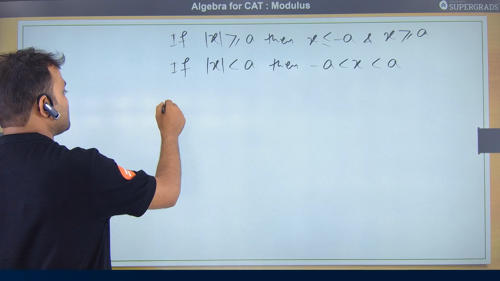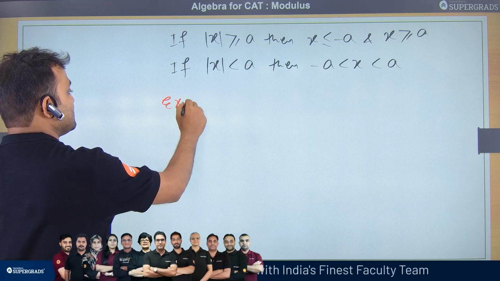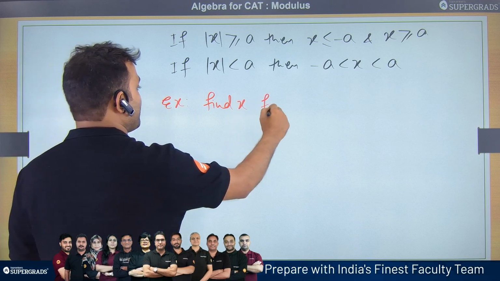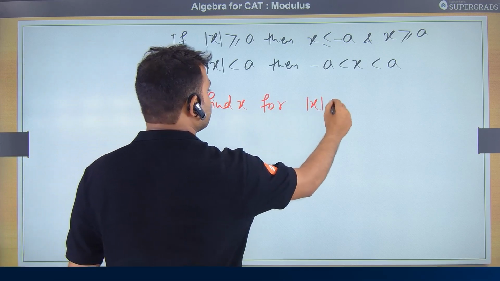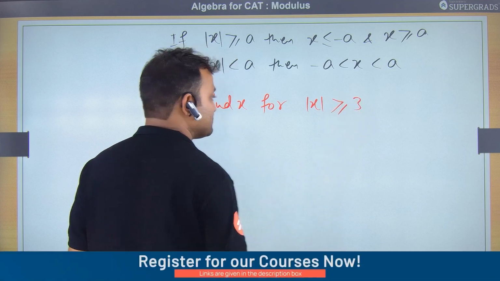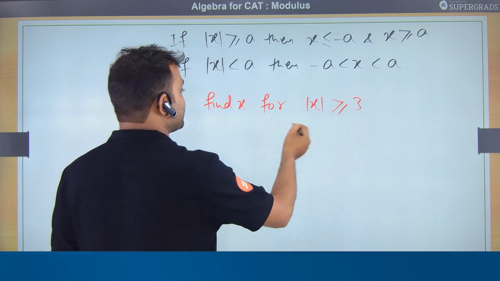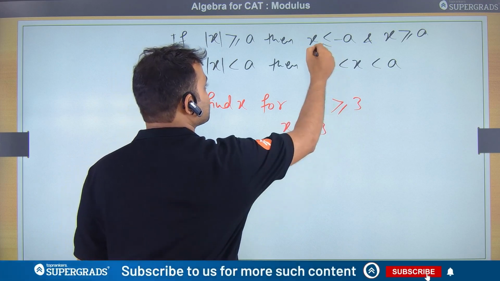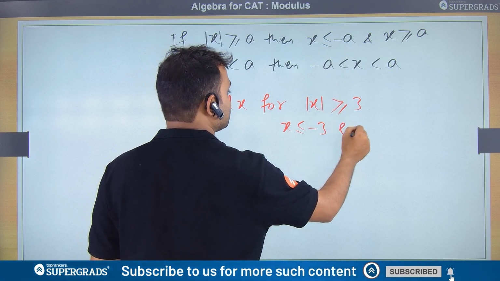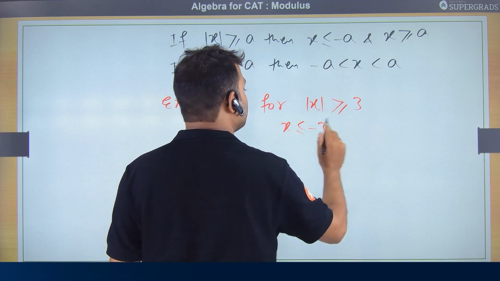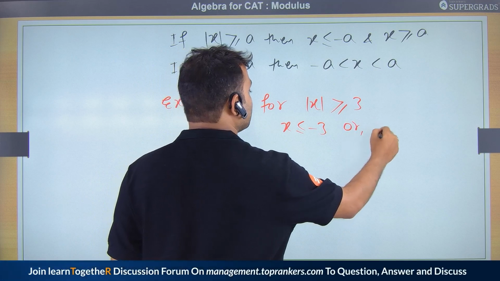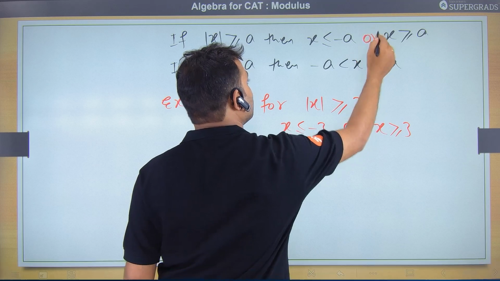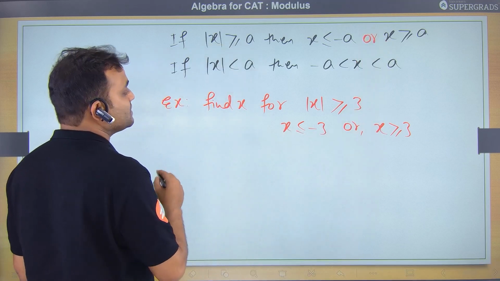Let's say the question is: find x for mod of x is greater than equal to 3. So what we can say straight away is that x will be less than equal to minus 3, or x will be greater than equal to 3. This should be or. Only one value will be true at one time.